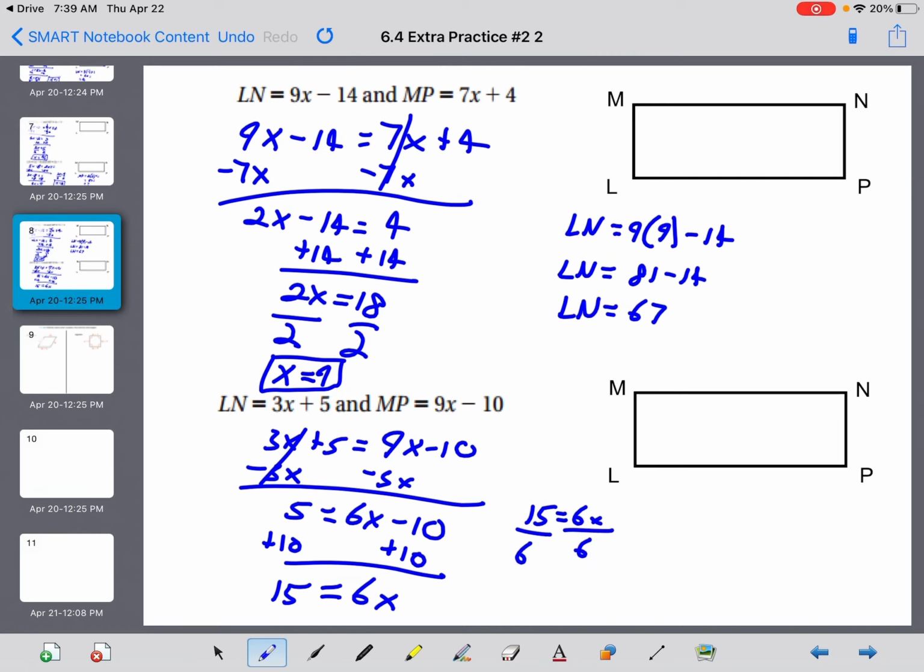Divide both sides by 6, and x is equal to 15 over 6. Okay. Again, don't worry about solving for this one, just with the fraction in there.